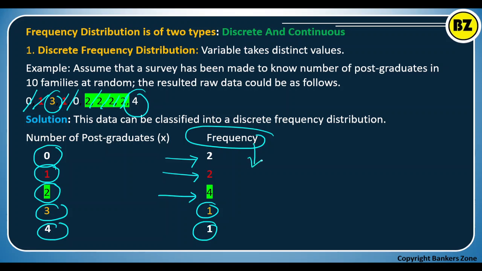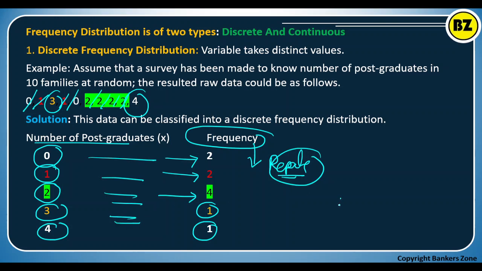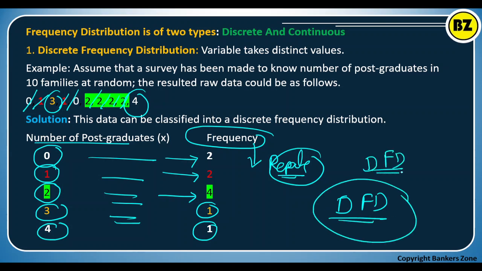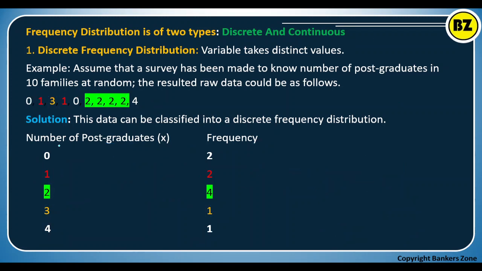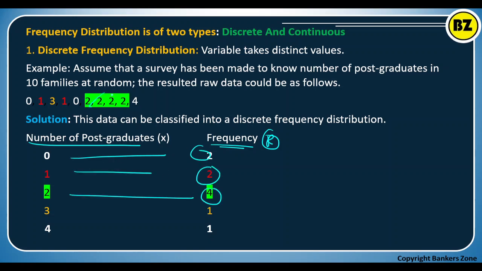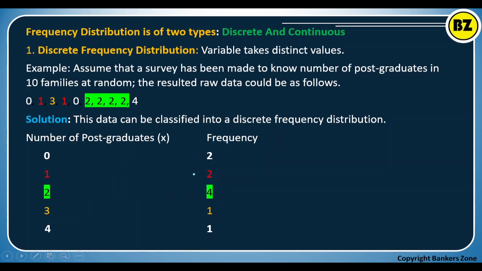Frequency, as I have already told, is nothing but the repetition of the number: how many times it is repeated. So the number of postgraduates and the corresponding frequency written together is your discrete frequency distribution. It is very easy, right? Simply the number of postgraduates and the frequency. Frequency means repetition: 0 repeated 2 times, 1 repeated 2 times, 2 repeated 4 times. In this way you have to calculate.